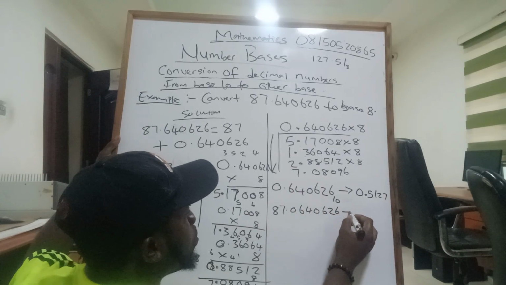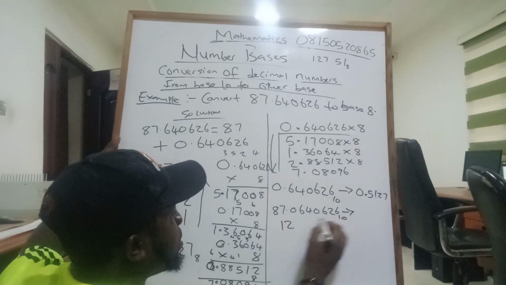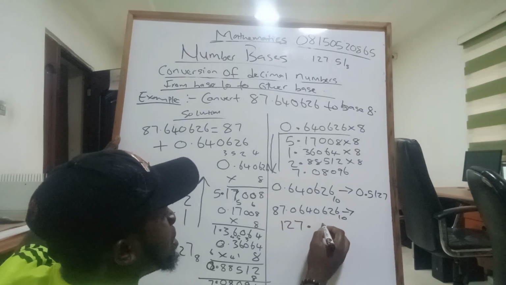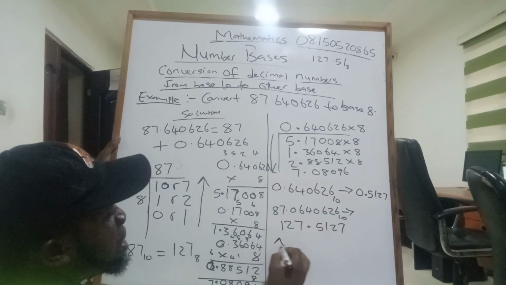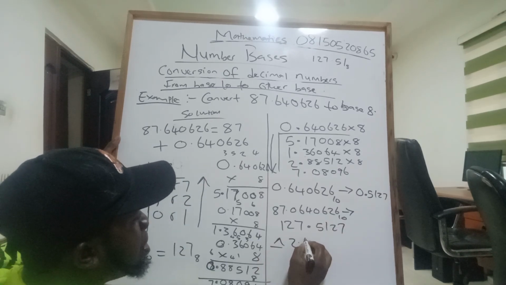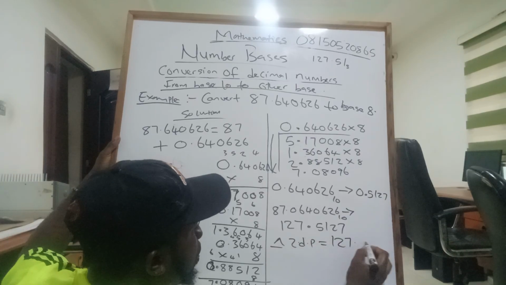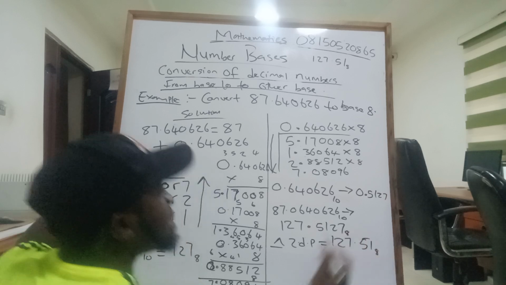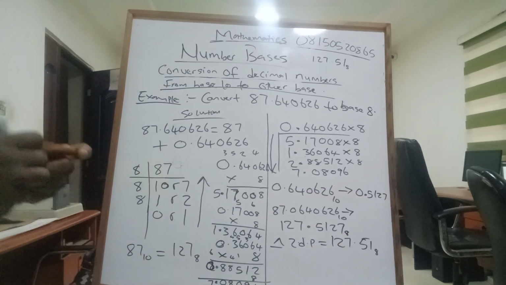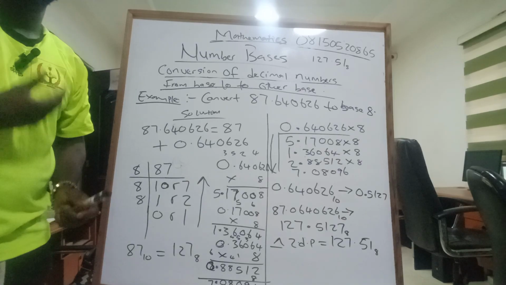87.0640626 in base 10 is equal to 127.5127 in base 8. So approximately to 2 dp, 2 dp is equal to 127.51 base 8. So just like what you got for the other part. You can see, yes, it looks difficult, but it is not.